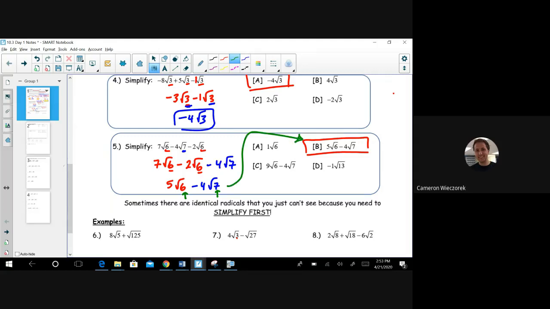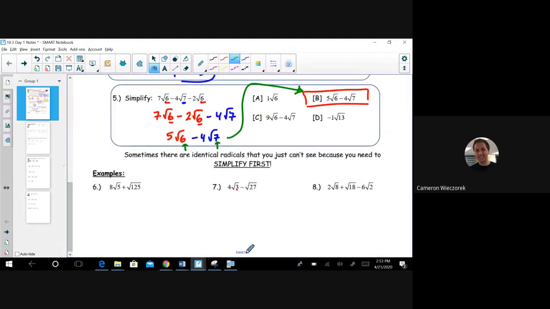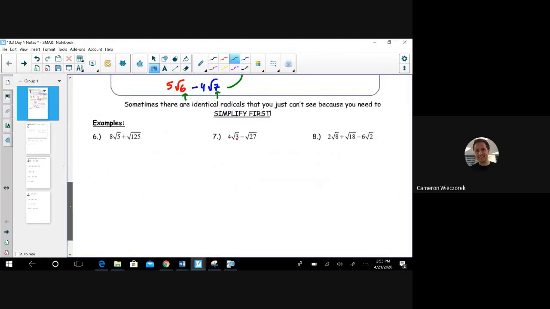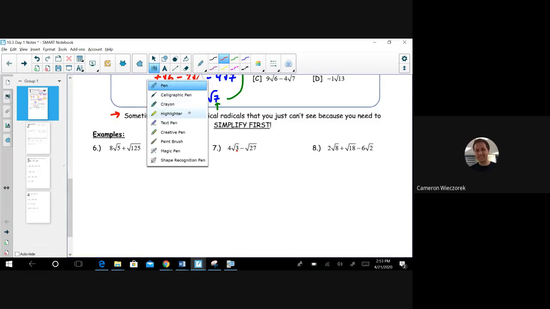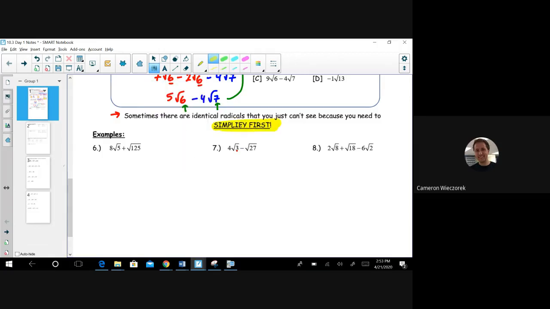Okay. Now sometimes, though, the numbers at the beginning will be able to be broken down. So just because it doesn't look like it's able to be combined, it actually might be able to be combined after you do a little bit of simplifying. Okay. So here it even mentions, sometimes there are identical radicals that you just can't see because you need to simplify first. It's like wearing a Halloween mask. Once you take off the mask, you say, aha, these are able to be combined.